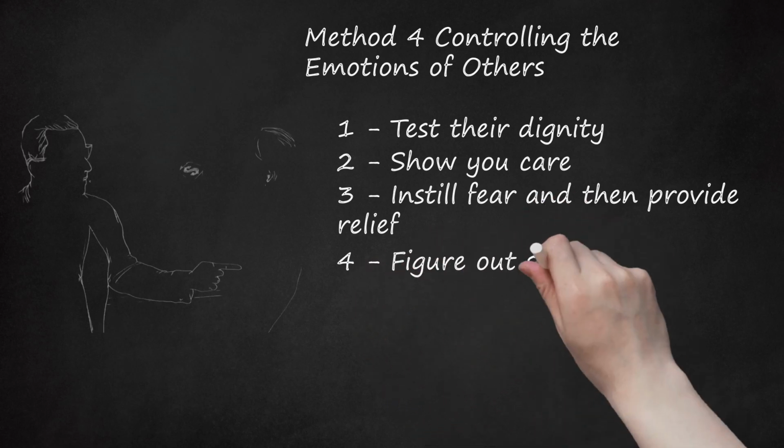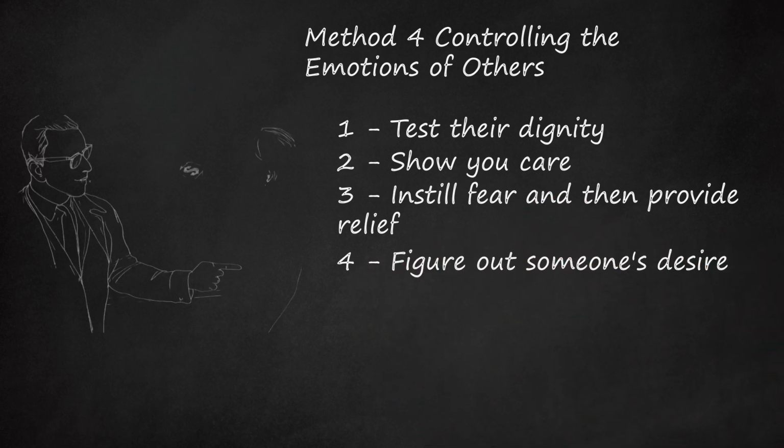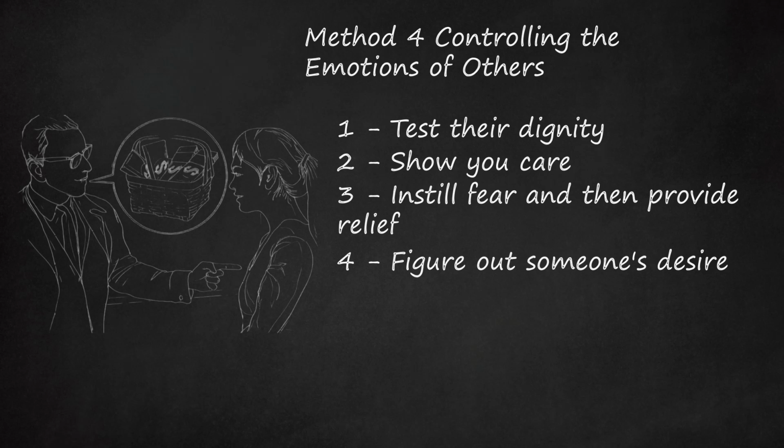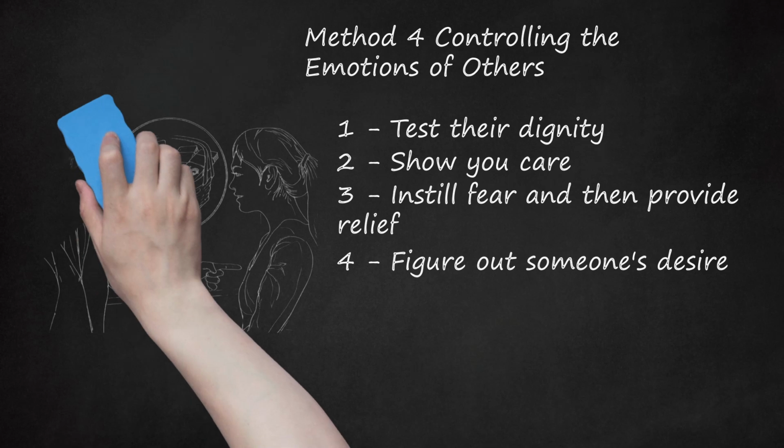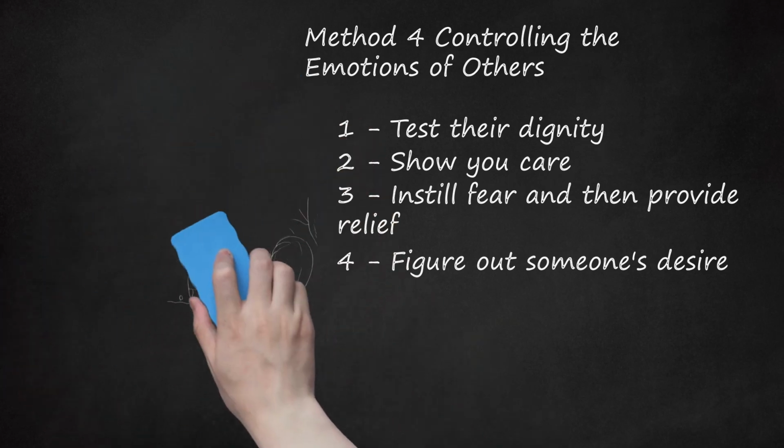4. Figure out someone's desire. If you're dealing with people who are driven by desire, simply explain an easy way to obtain what they want. Tell them how to easily make more money, get a job promotion, or buy a better car. Making them believe they can have brighter futures by doing what you say is an easy way to play mind games.